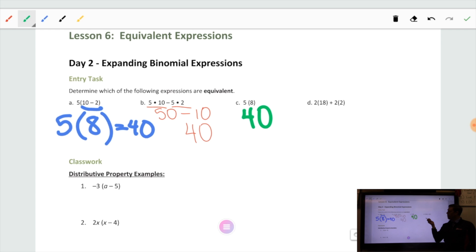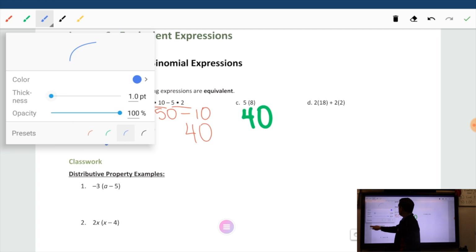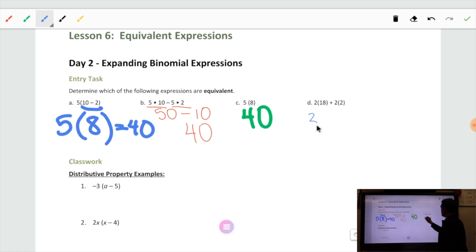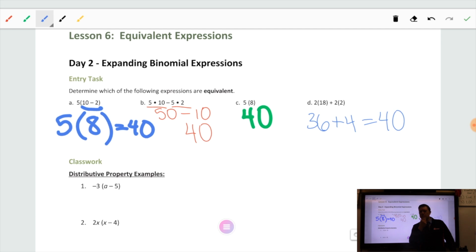And this one over here, kind of weird. 2 times 18 plus 2 times 2. Looking at different ways that we can rewrite the information that we've been given. So in this problem, 2 times 18 is 36, and 2 times 2 is 4. And so therefore the answer to letter D is 40. Oh, look at that. They're all an answer of 40. Must have been done intentionally.